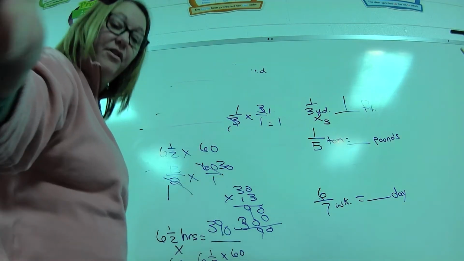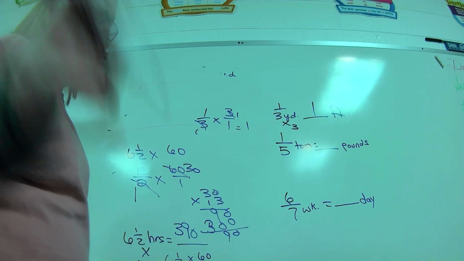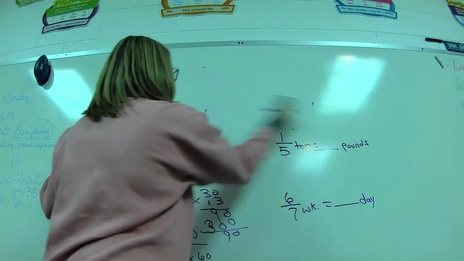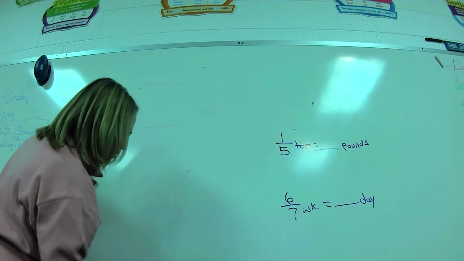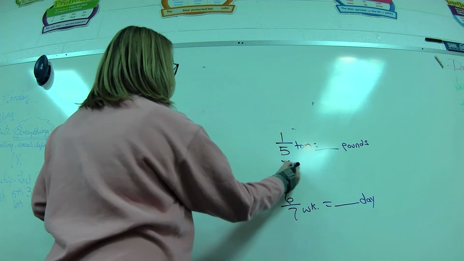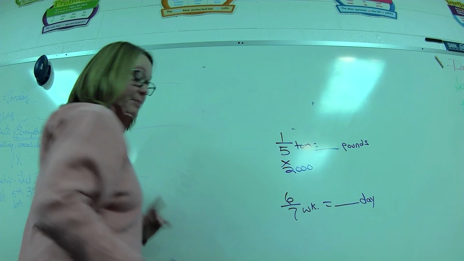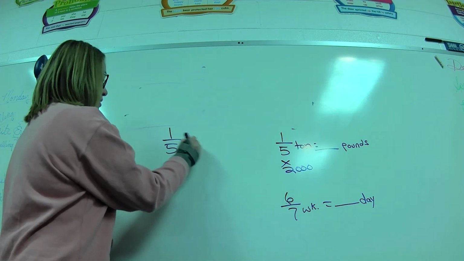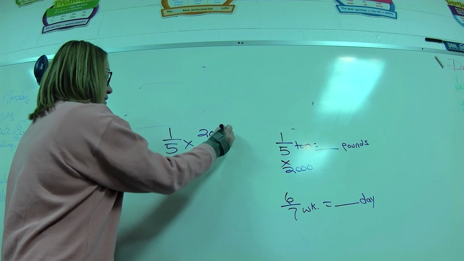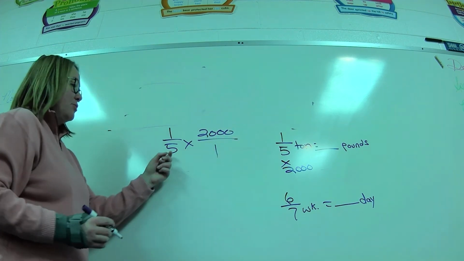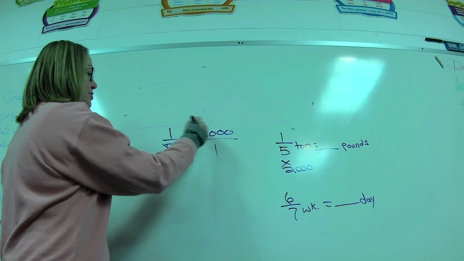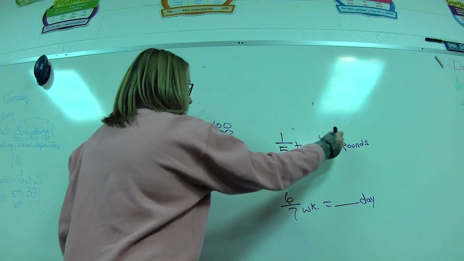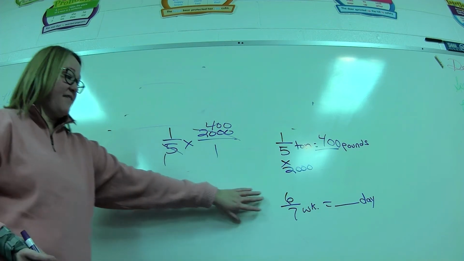Here I have 1/5 of a ton. How many pounds? Well, we're going large to small, so we need to multiply. We need to multiply by 2,000 because there's 2,000 pounds in a ton. Remember, there's 2,000 pounds in a ton. So 1/5 times 2,000 over 1. Well, 5 can go into 2,000 400 times. Gives me 400 pounds.